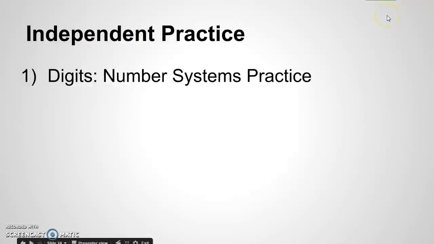All right, at this point, you should be ready to try the number systems practice on digits. Let me know if you need help.